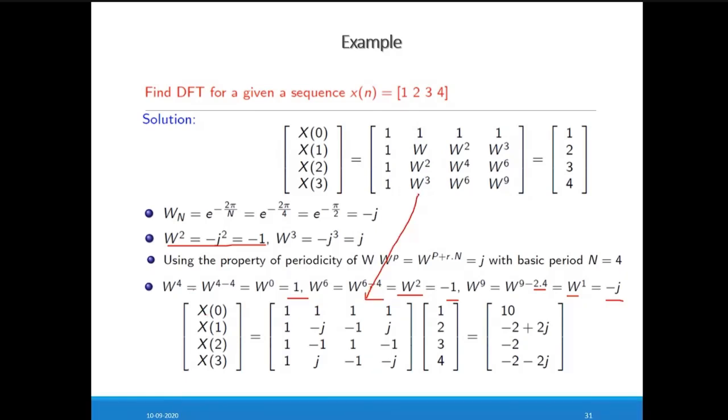Now we have to calculate the DFT. This is the Twiddle factor matrix n cross n, here particularly 4 cross 4. Then we multiply it with the input sequence x of n, n cross 1, here particularly 4 cross 1, and you get the answer 10, minus 2 plus 2j, then minus 2, and the last one is minus 2 minus 2j. So this is the answer.